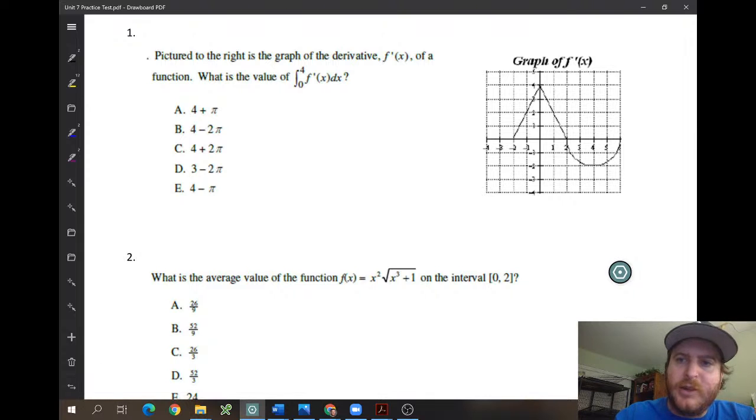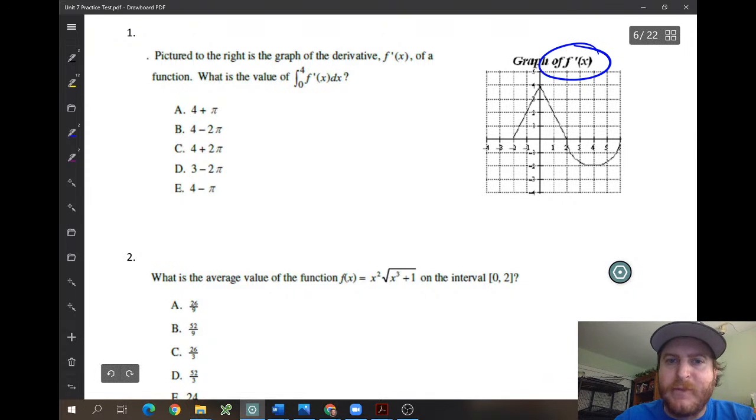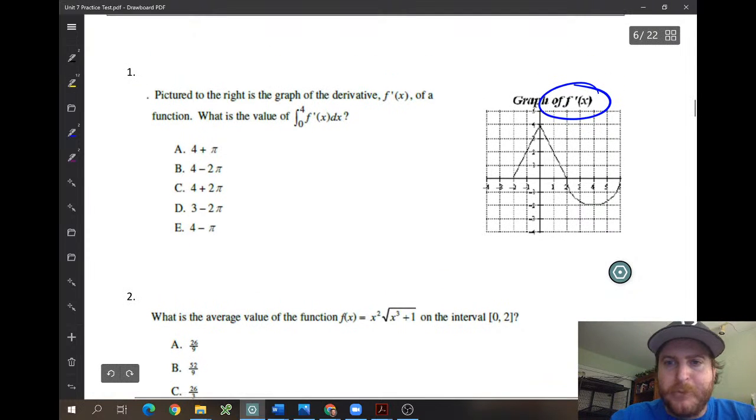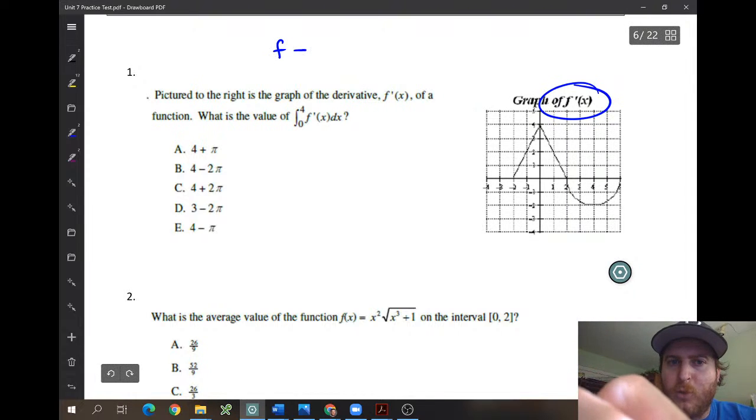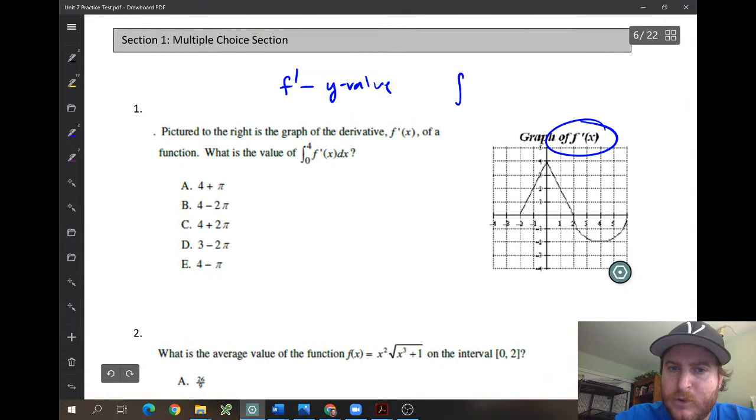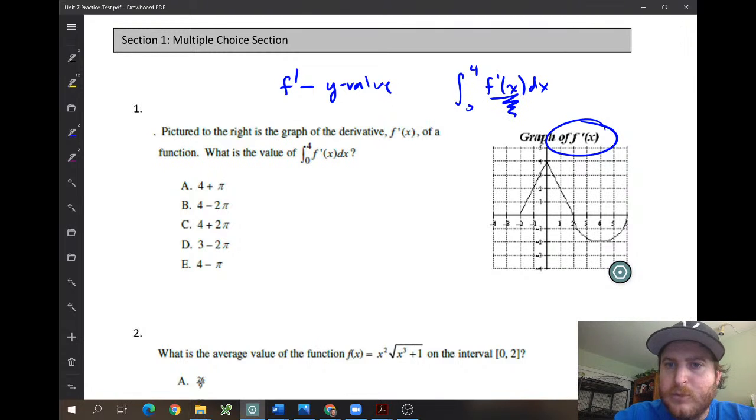So this is a common question: we're going to get this graph of f prime of x, and then we're going to have an integral. I went over this in class, but remember that if you're given a graph of f prime of x, then the y value in this case would be f prime, because that's the graph. So if we want the integral from 0 to 4 of f prime of x dx, since I'm given the graph of f prime, this is actually just the area under the curve.